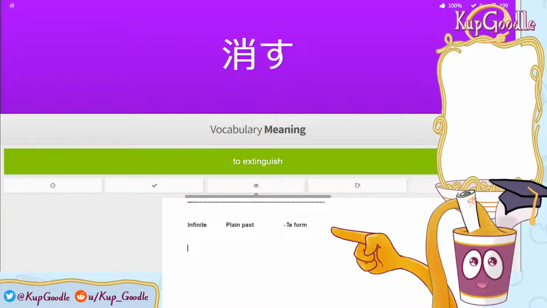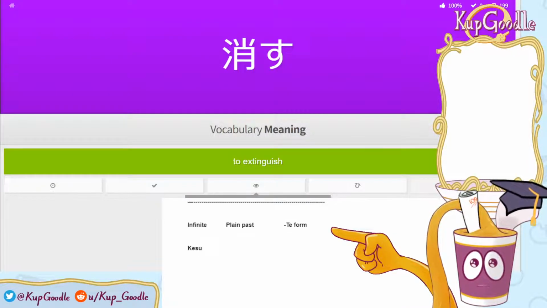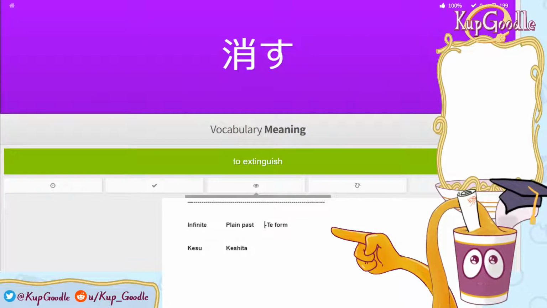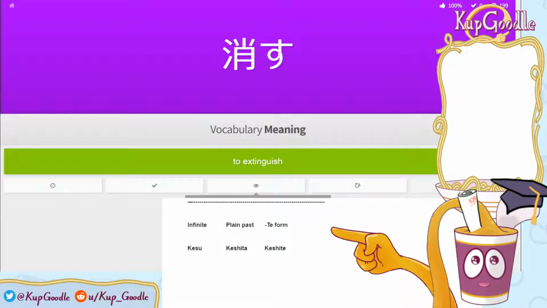The infinitive of this is kesu. I think this is one that we already did at one point. Plain form, plain past is keshita. And te form, I might not need to have this extra gap. It's pretty close. Te form is keshite. Keshiteiru.